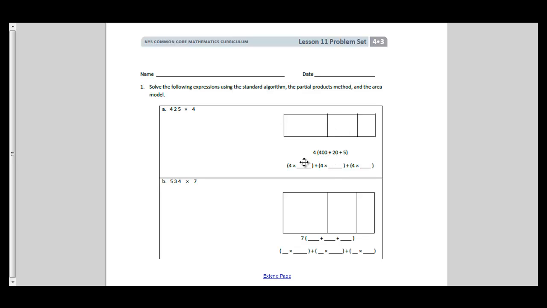We have the 4 over here, that's just going to be the width, so label that 4. Then each of these numbers is going to be the length of the rectangle: 100, 20, and then 5. So if you just multiply each of these separate rectangles, we can get the area of all 3 of these: 400, 80, 20. So down here we're just going to write what we multiplied. We multiplied 4 times 100, 4 times 20, and 4 times 5. So over here, I'm going to use the standard algorithm, 425.